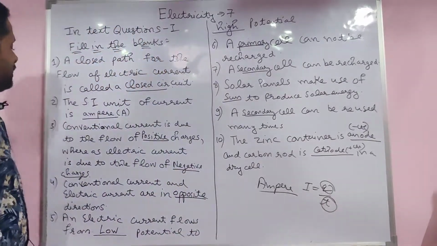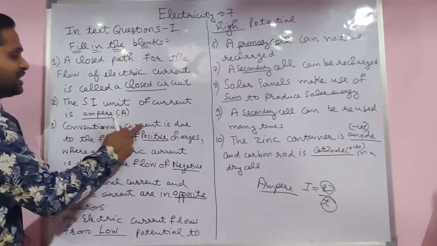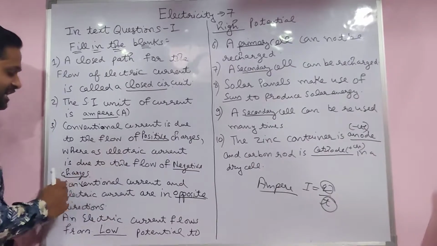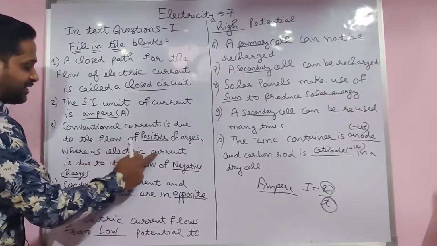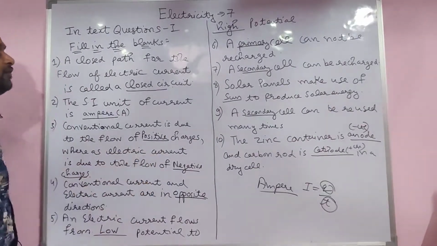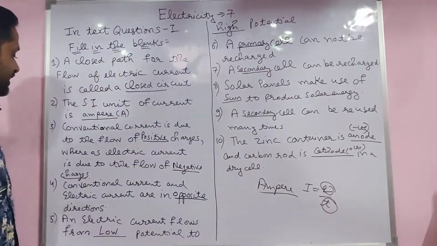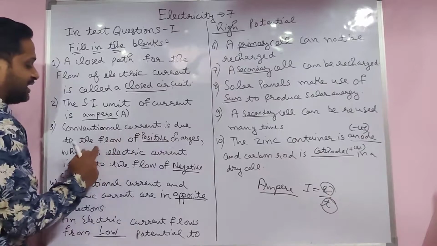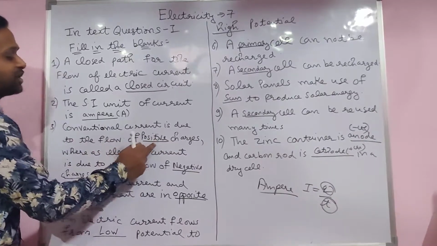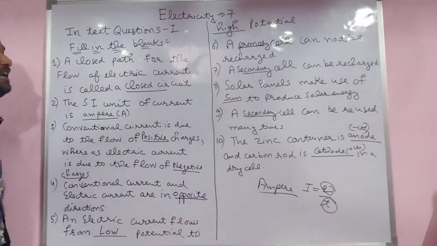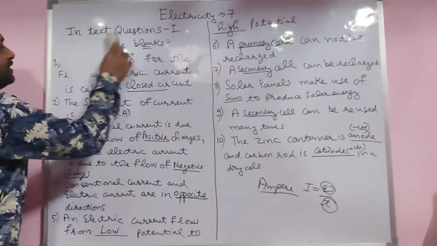Third, the conventional current is due to the flow of a dash charge, whereas the electric current is due to the flow of a dash. Students, the answer is: the conventional current is due to the flow of positive charge, whereas the electric current is due to negative charge. See there, students.